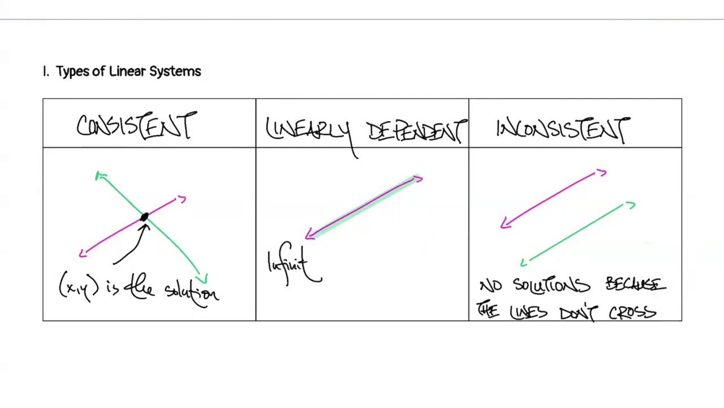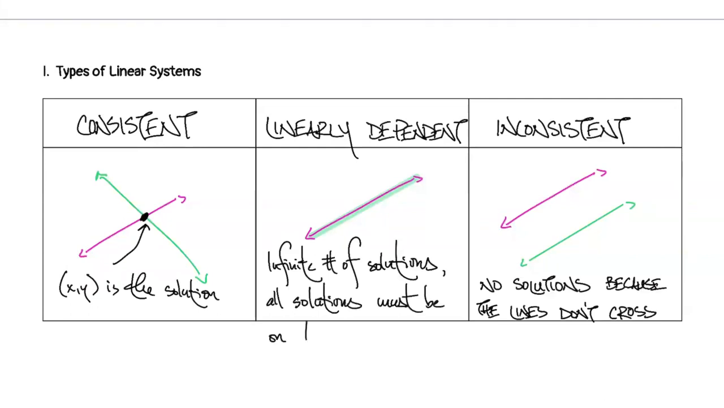And why are there an infinite number of solutions? Because the lines continue forever, and since you have to consider all the points on the line, it would be infinite solutions. Exactly. Remember, the solution is anytime those two lines cross. And so if you have one line and literally right on top of it, you have another line, those two lines touch at every single point. So all solutions must be on the line, okay?